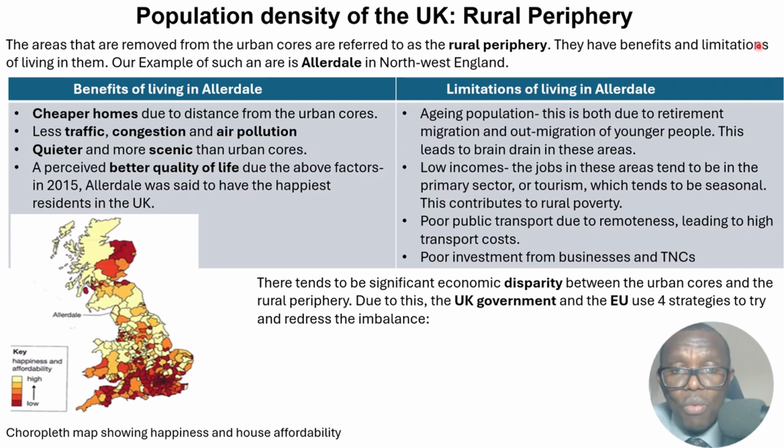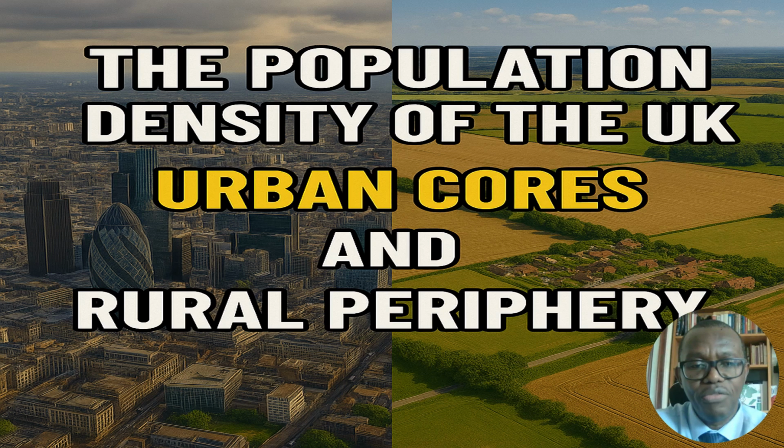Now, the reason why we are comparing and contrasting urban cores to the rural periphery is that there tends to be significant economic disparity between urban cores and the rural periphery. That brings us to the end of this video on the population density of the UK.